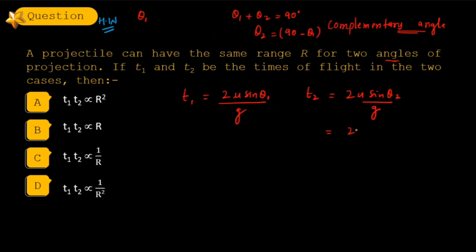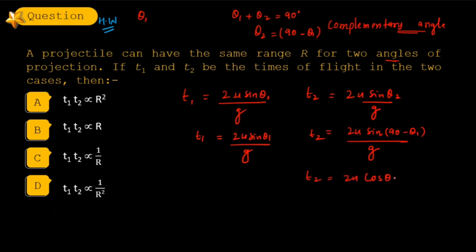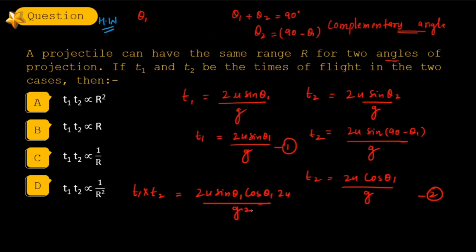Now what can I write in place of theta 2? I can write 2u sine of 90 minus theta 1 by g. T1 is 2u sine theta 1 by g. So T2 is going to be 2u cos theta 1 by g, where T1 is nothing but 2u sine theta 1 by g. Now the question is saying we have to compare the range. In order to do that, just multiply these two equations. So T1 times T2 is 2u sine theta 1 times 2u cos theta 1 by g square, that is 4u square cos theta sine theta by g square.